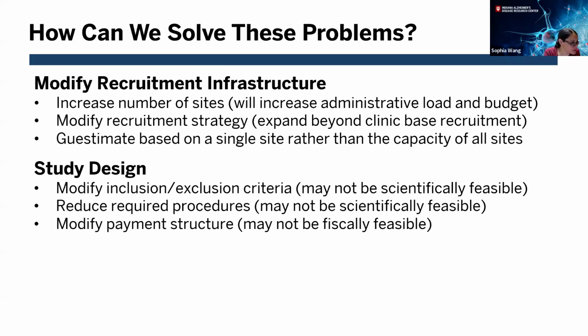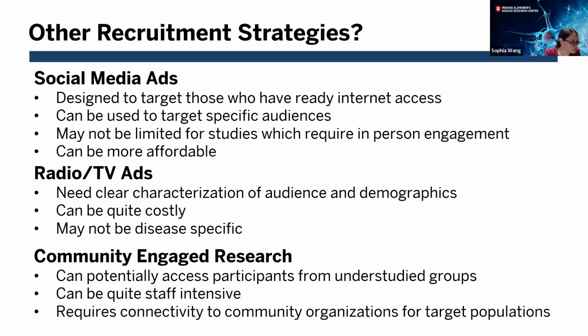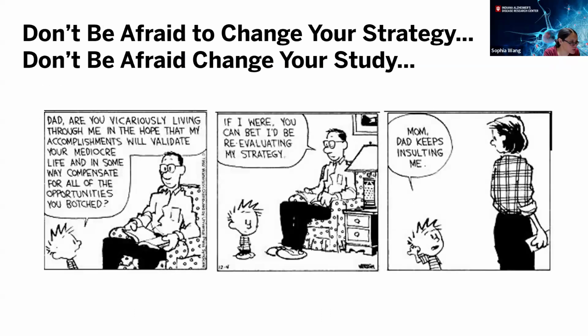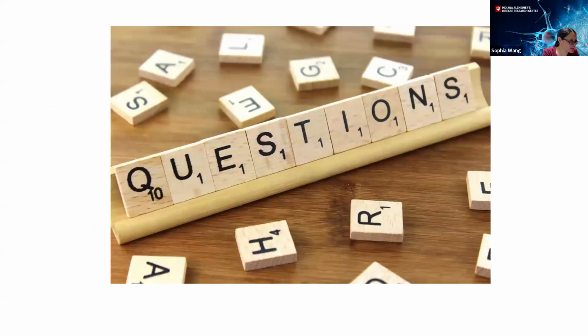And I think what we want to try and do is just have a couple more slides. But thinking about modifying recruitment infrastructure, you're going to have that balance between site number versus administrative burden. Modifying study design is something you have to think through, and that's where it's helpful to have a team of PIs. But you can also start to look at other recruitment strategies as well. And so I think we can probably hit pause and refer to this. But again, the most important thing is, don't be afraid to change your strategy. Don't be afraid to change your study. I've had to adjust myself. And I think the most important thing is flexibility.